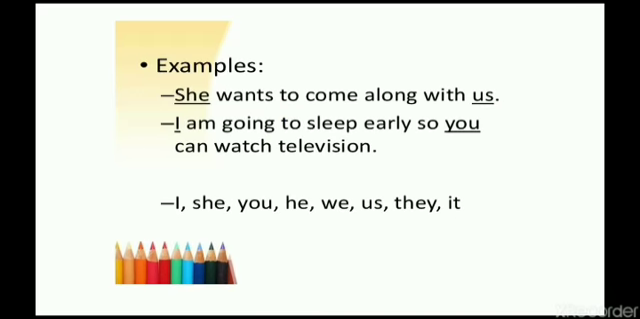For example, she wants to come along with us. Here us and she are personal pronouns. I am going to sleep early so you can watch television. I and you are personal pronouns because they are being used for the person, specific persons. Other personal pronouns are I, she, you, he, we, us, they, and it.